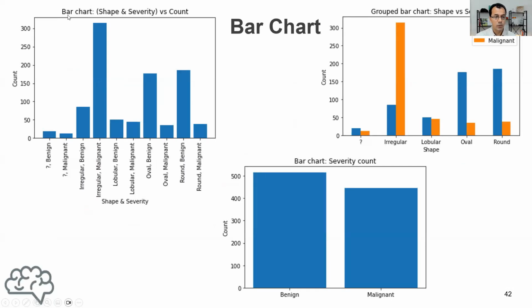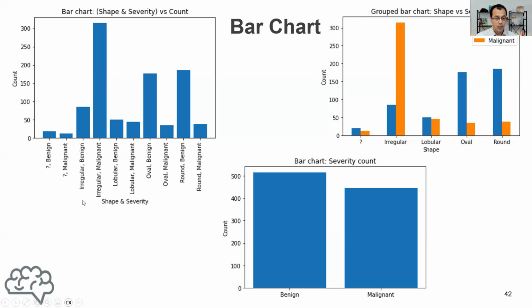Here, for example, I'm showing the bar chart for the shape and severity. Note that I have two variables here. The question mark represents a category that is unknown, because there is a missing value in the data set. This is the mammographic data set, and what we are showing here is the number of objects or samples. In this case, each object corresponds to a patient.